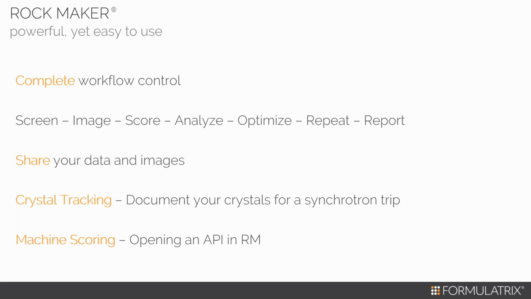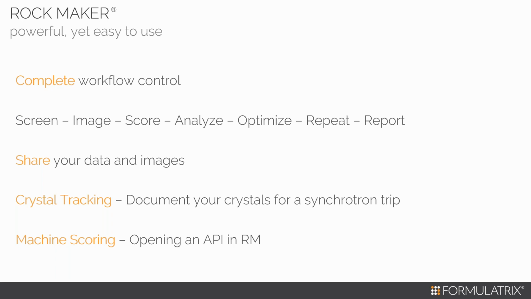Every year we try to release at least 2 versions of Rockmaker with newer features and bug fixes. And the next version, which is coming up, would be in January 2019. The 2 major updates that we have in this version are crystal tracking and machine scoring.